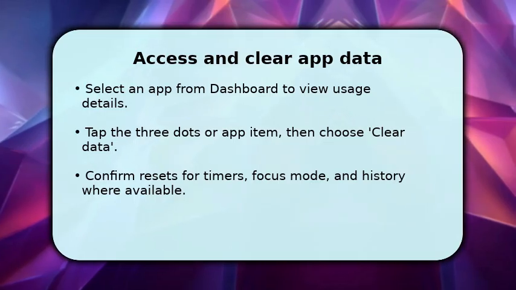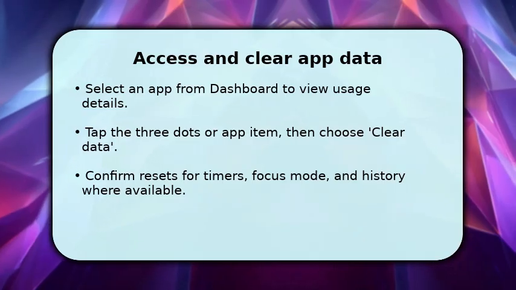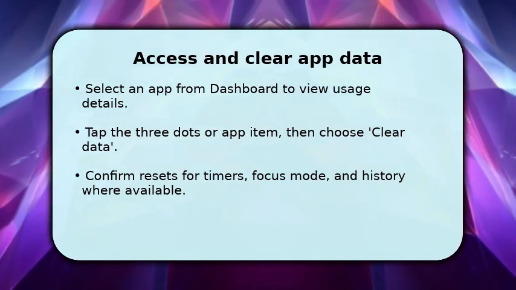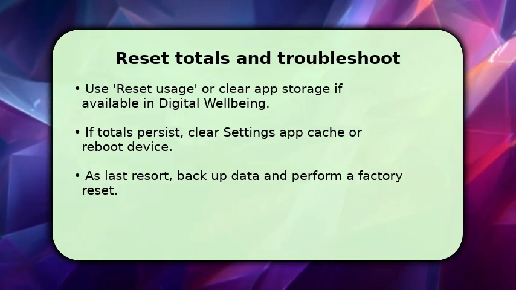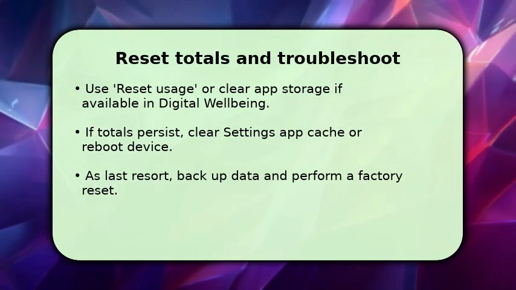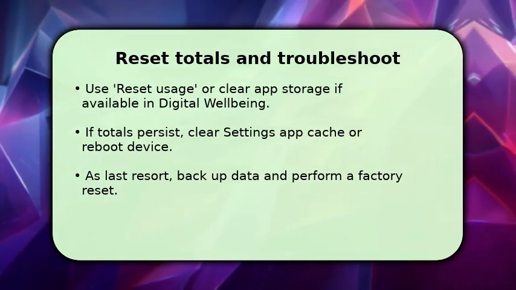If multiple apps need resetting, repeat these steps per app rather than using broad system resets, because it's more precise and safer. To finalize, use any reset usage or clear all data option in digital well-being to reset totals globally. Once done, check the dashboard to confirm zeros or updated timers.